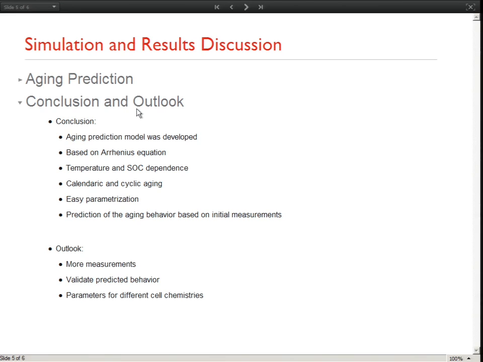And the last point I want to mention, we want to generate a kind of generic parameter sets for our aging models for different kinds of cell chemistries, but therefore we would need more measurements as well, as I said before.